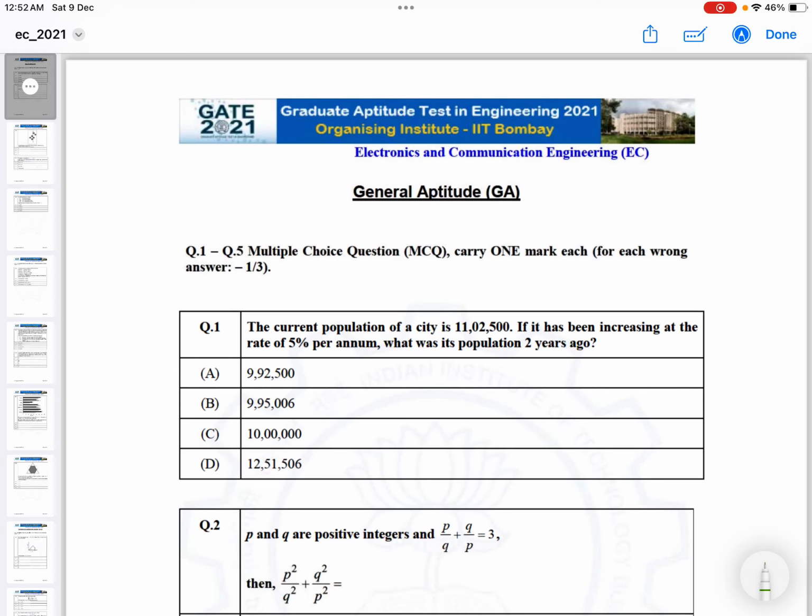Hello and welcome. So let's do the 2021 paper from the EC branch, and what we are doing is linear algebra questions.